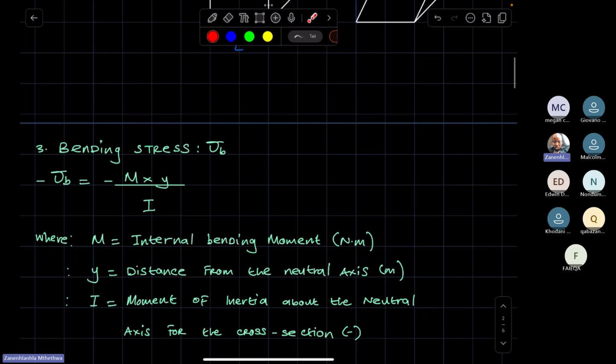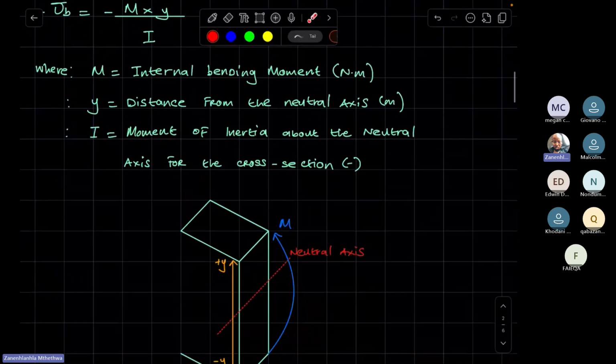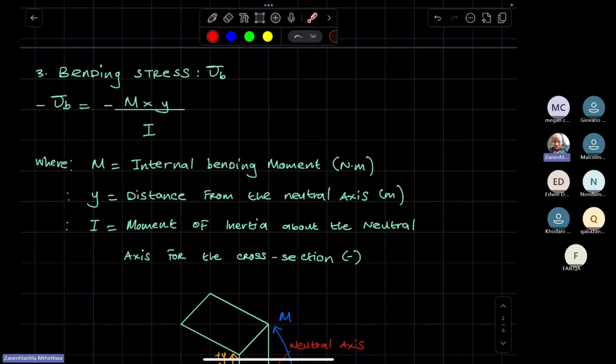And then you get bending stress. Now, bending stress, this is how you calculate it. But in N4, we don't necessarily look at bending stress, right? We just take note of the fact that we have a type of stress that is known as bending stress. Otherwise, bending stresses you will look at in N5, when you guys are doing strength of materials, right? So we don't necessarily dwell much on bending stresses, in fact, at all, right?